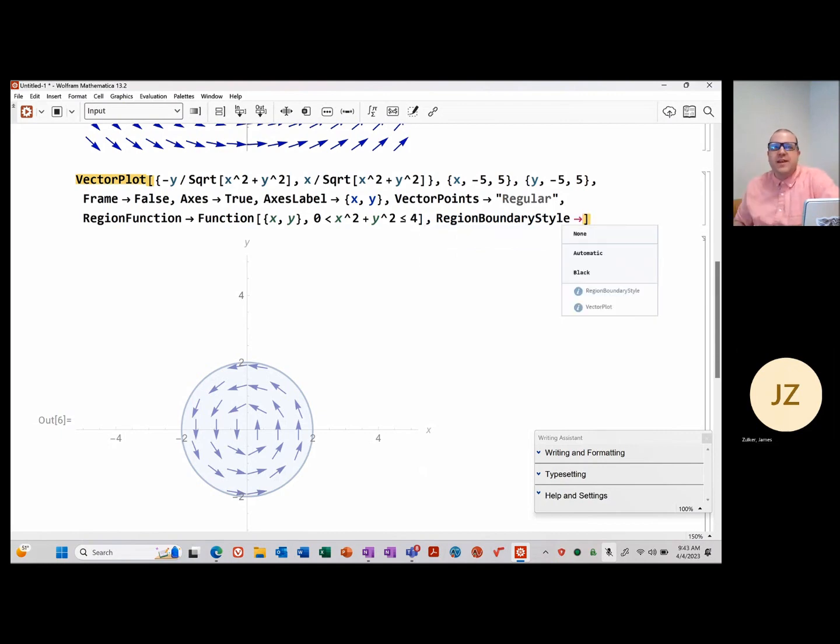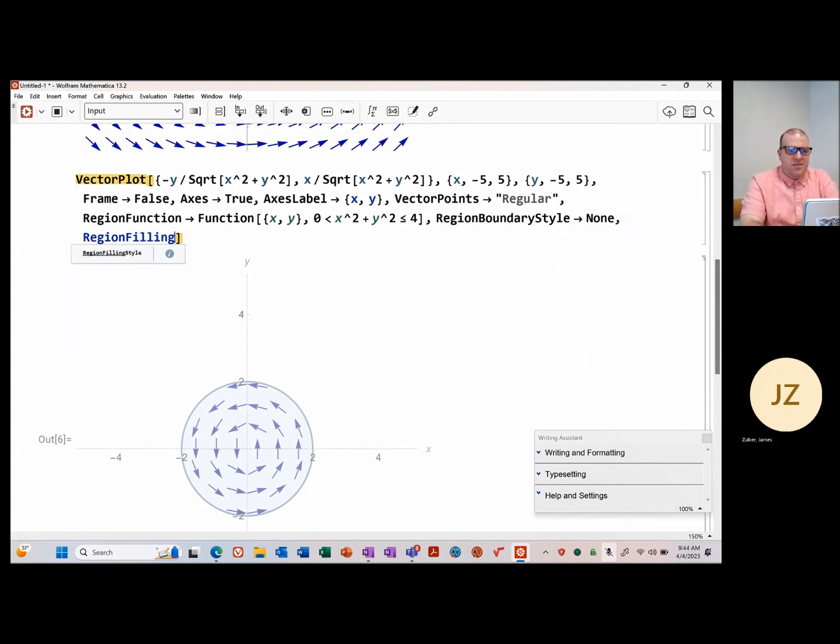so region boundary style is going to affect the line, right? The boundary of the region. So you can set it to dashed, bold, change its color, whatever. I don't want one. And then the region filling style, that's going to dictate how it's shaded. Again, you can change that color. Then you can change the darkness of the shading. For me, I don't want it. I'm going to turn it off.